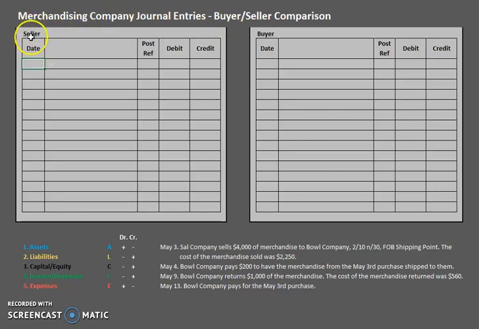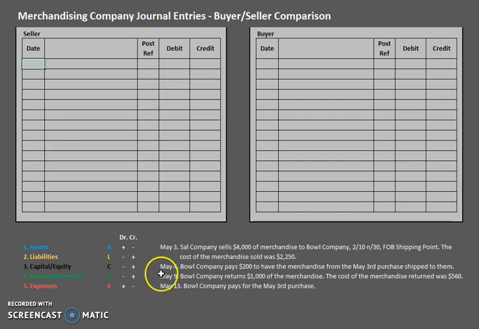Today we have another great accounting lesson for merchandising company journal entries. Now we're going to do these from both the seller and the buyer perspective. These can be a little bit difficult when you first start learning how to journalize these transactions, as they're a little different from what you normally will have learned during your first few months of accounting. So let's take a look at the transactions that we are going to be doing today, and then we'll jump right in.